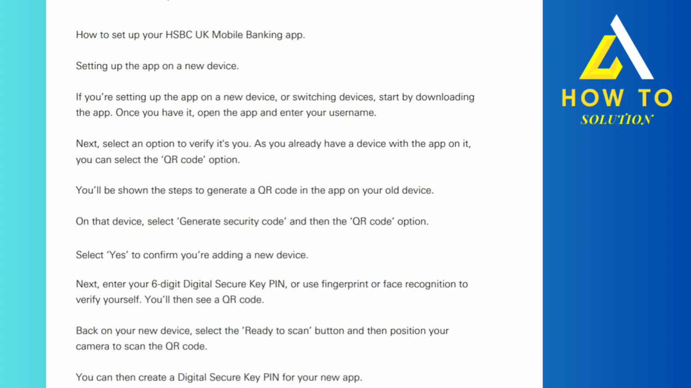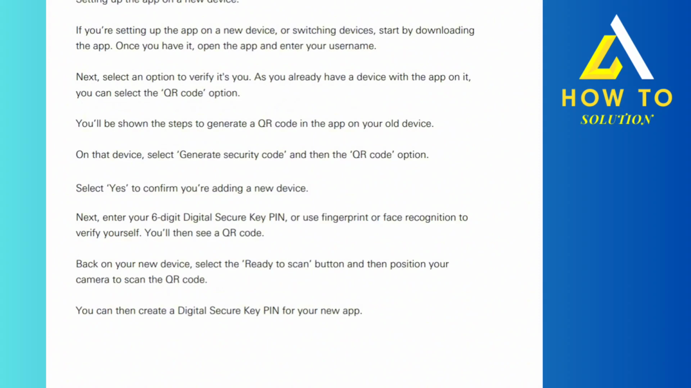At first, all you need to do is download the app and then open it, enter your username, and select an option to verify that it's you. If you already have the previous device which had the app, you can just select the QR code option, and it will tell you how you can generate a QR code on your old device.